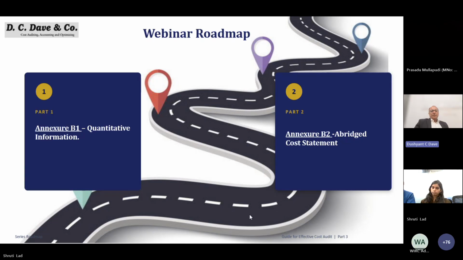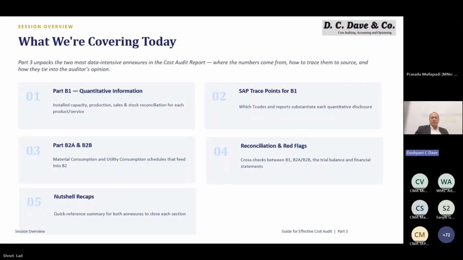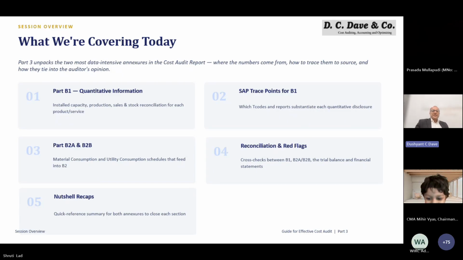Now, let me take you to slide 3. Today's discussion is divided into 5 logical stages. This is a very exhaustive webinar today, gentlemen. You have to be properly glued to our webinar. First, we shall understand the concept of quantitative information. Second, we shall understand where these figures originate inside the organization. Third, we shall learn how these quantities ultimately flow into part B2. Fourth, we shall understand reconciliation techniques. And finally, we shall discuss practical audit issues, red flags, and the methods adopted by experienced cost auditors.